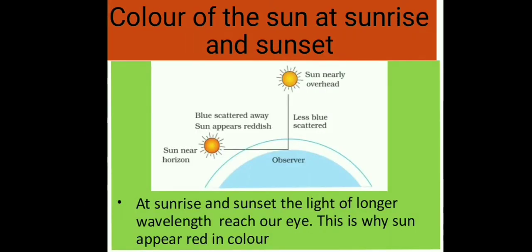Color of the sun at sunrise and sunset. While sunset and sunrise, the color of the sun and its surroundings appear red. During sunset and sunrise, the sun is near the horizon and therefore the sunlight has to travel a larger distance in the atmosphere. Due to this, most of the blue light is scattered away by the particles and the light of longer wavelength will reach our eye. This is why the sun appears red in color.